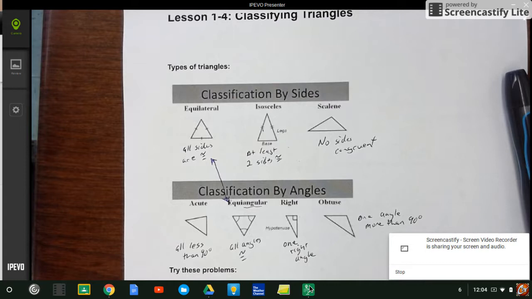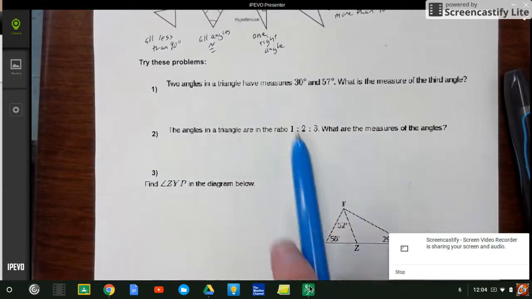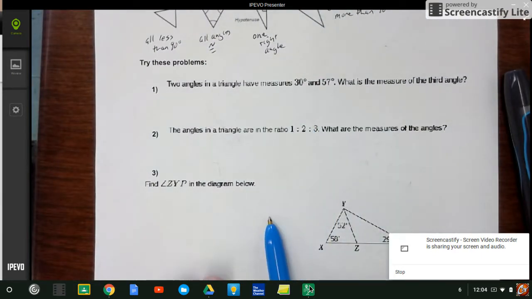All right, so here's your next problem. There's three problems here. Let's slide that down so you can see. With these three problems, I want you to solve those and put your answers in, and then we'll come back and check them out. Okay?